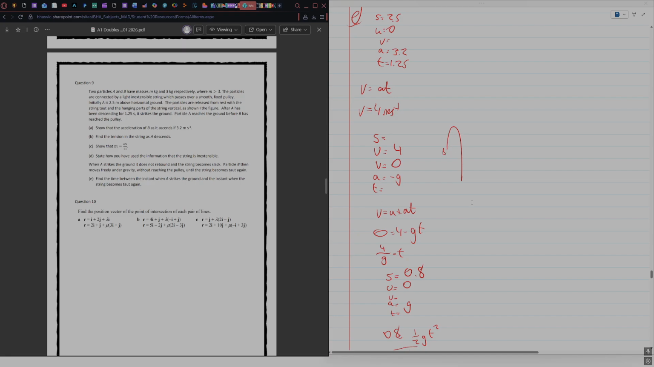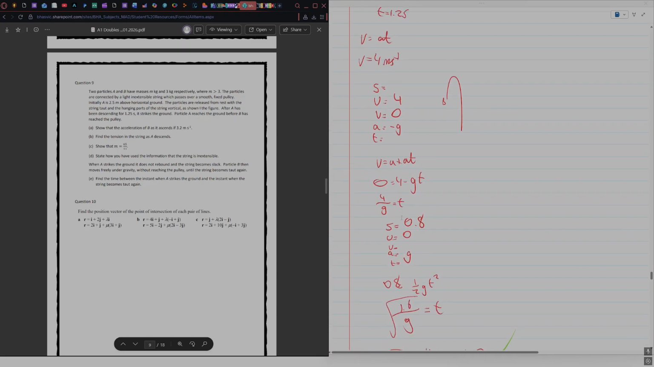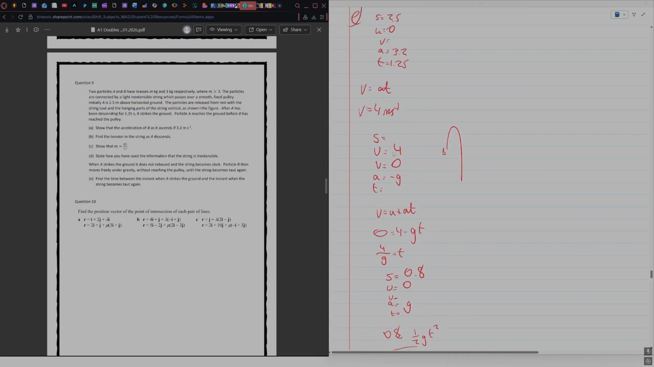I drew the path of motion for B, because when A stops, B will get carried upward by the momentum and then go back down because there's nothing on it anymore. And then we find the time that it takes to get to the top, which is 4 over g. Basically the idea here is we're finding the time from when A strikes the ground to when the string becomes taut again. So I'm just adding the time that it takes to get to its peak to the time that it takes to go back down.